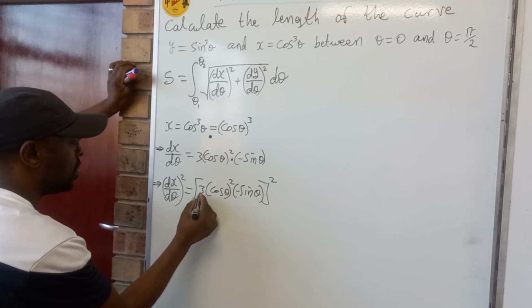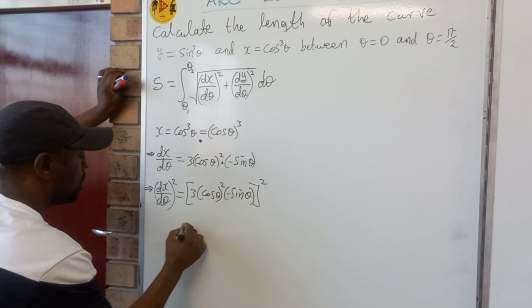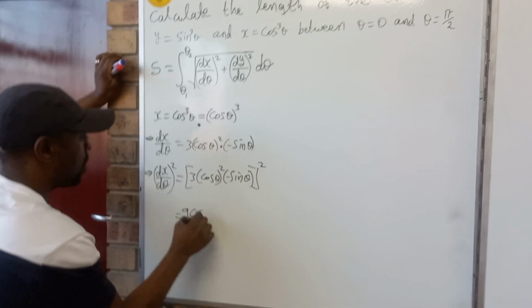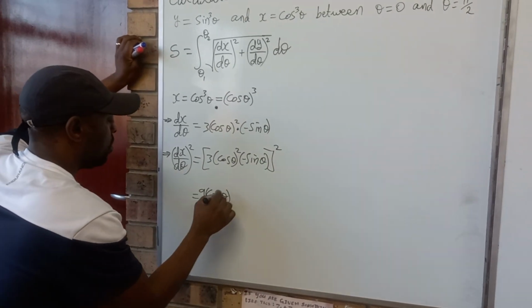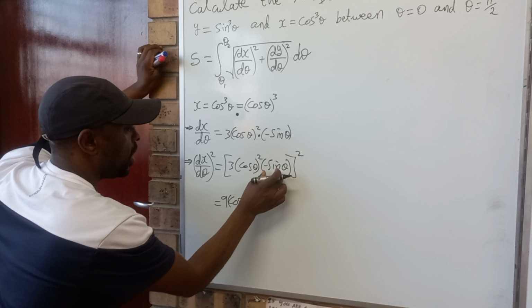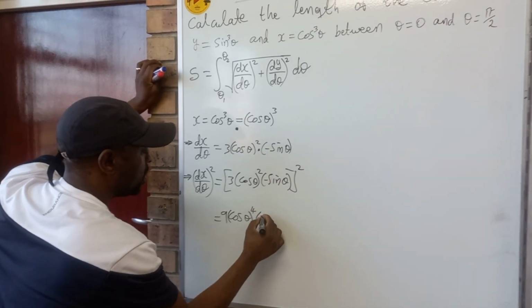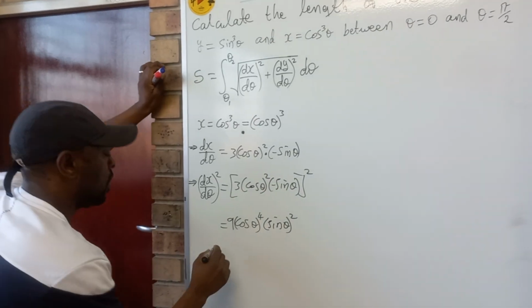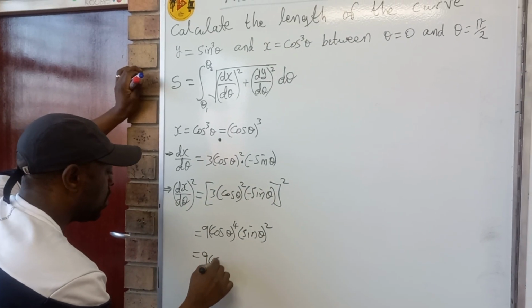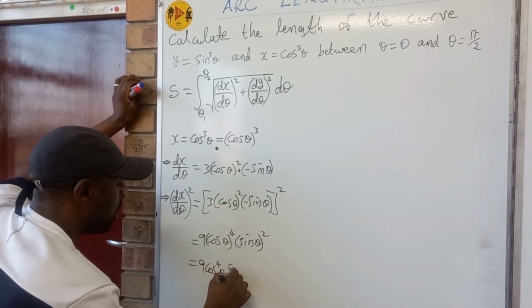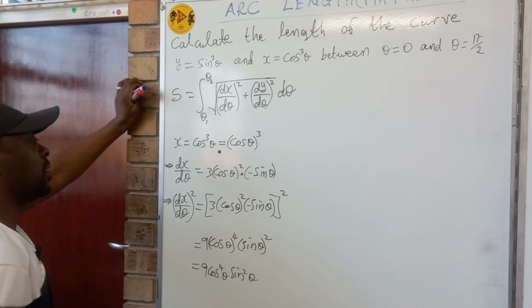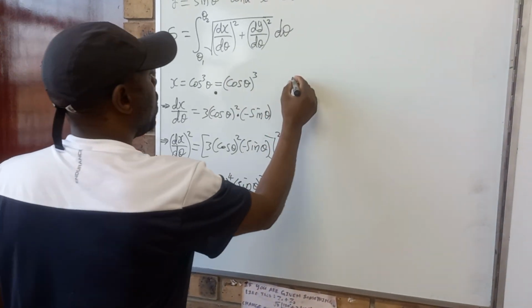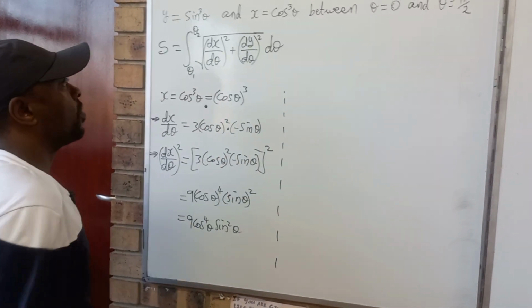The square of 3 is 9. If you square cos squared, it gives you cos theta to the power 4. Then if you square a negative, it becomes positive, so this becomes sine theta all squared. That can also be written as 9 cos to the power 4 theta, then sine squared theta. So that is what I've done for x. I'll go through y and follow the same procedure.